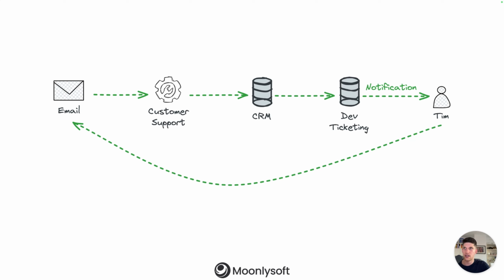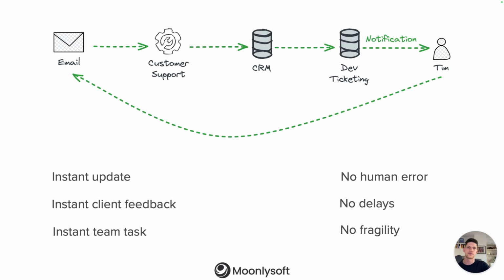And this is how you can use integration to automate your process. So you get an email, it goes straight to the customer support, to the CRM, to the ticketing. These are automatic tasks, integrations that are done behind the scenes. And then Tim, the developer, that's the person that needs to actually do something, gets a notification. And once everything is done, it goes backwards instantly.